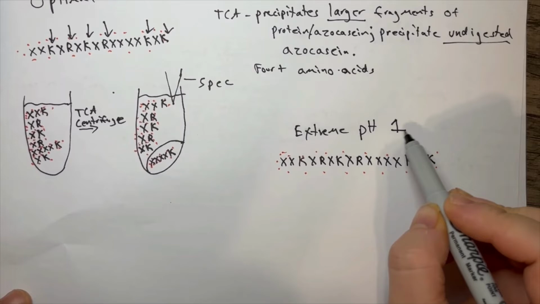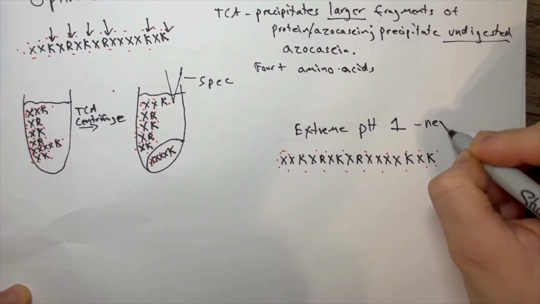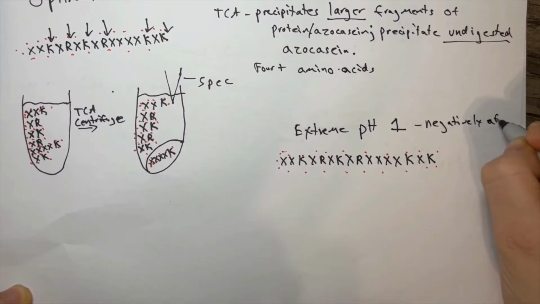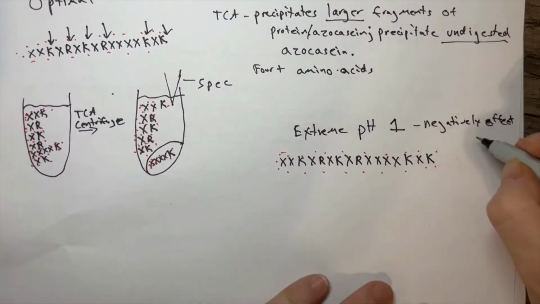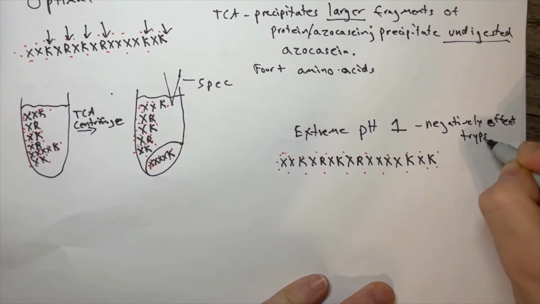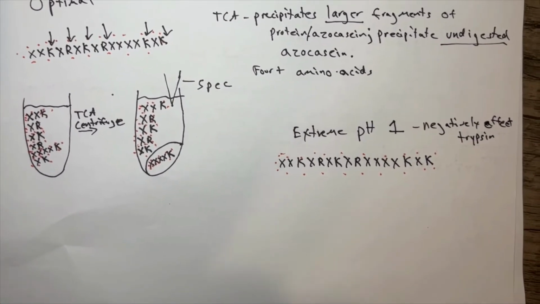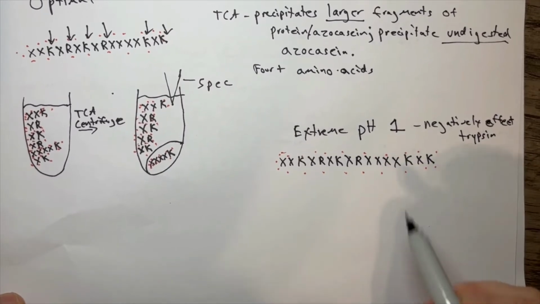Now, because of this extreme pH, it will negatively affect trypsin's ability to do its job. So what's going to happen if trypsin can't do its job? It's not going to be able to cleave as efficiently.